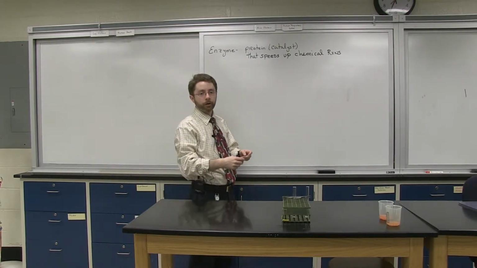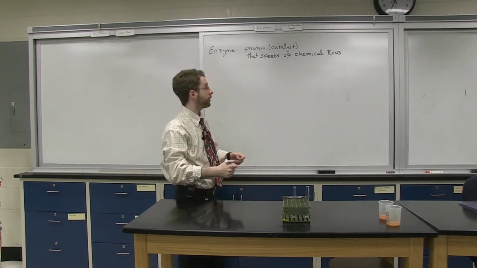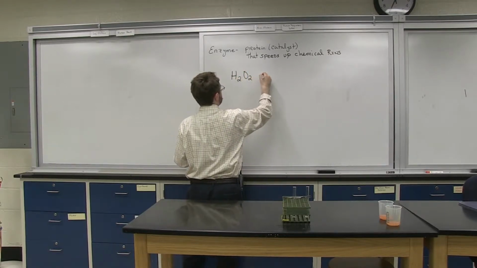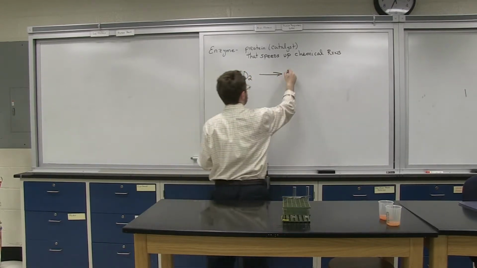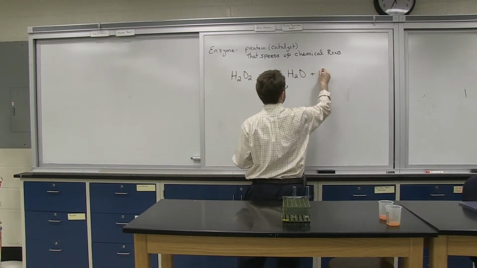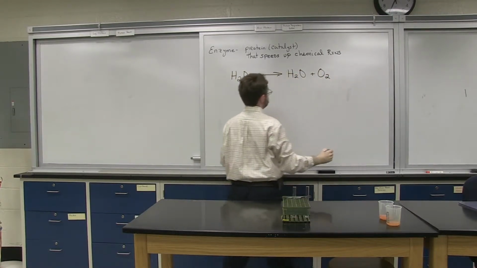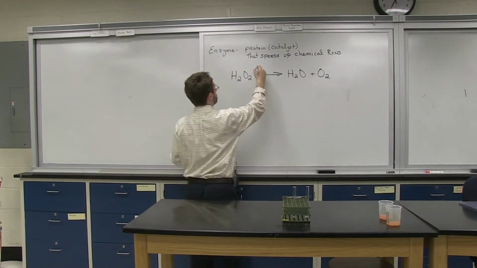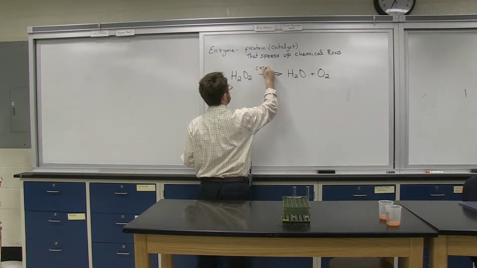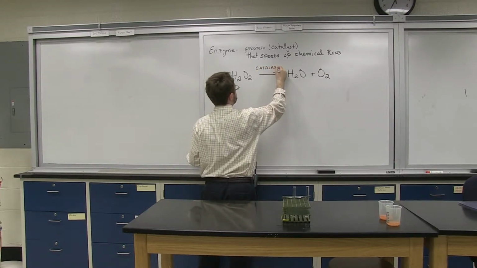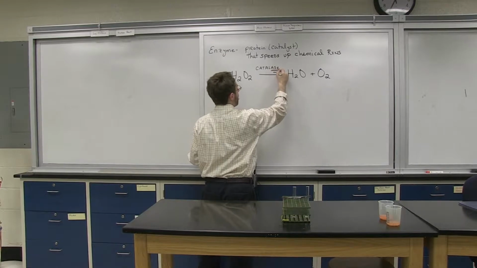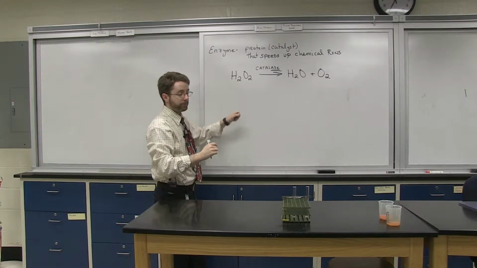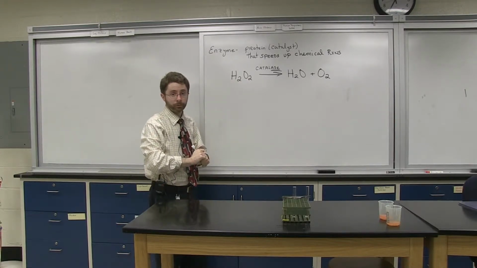So to give you an example of an enzymatic reaction, we're going to consider hydrogen peroxide being broken down into water and oxygen gas. Now the enzyme that speeds up this chemical reaction is known as catalase. And most enzymes end with -ase. Now catalase is found in lots of vegetables.